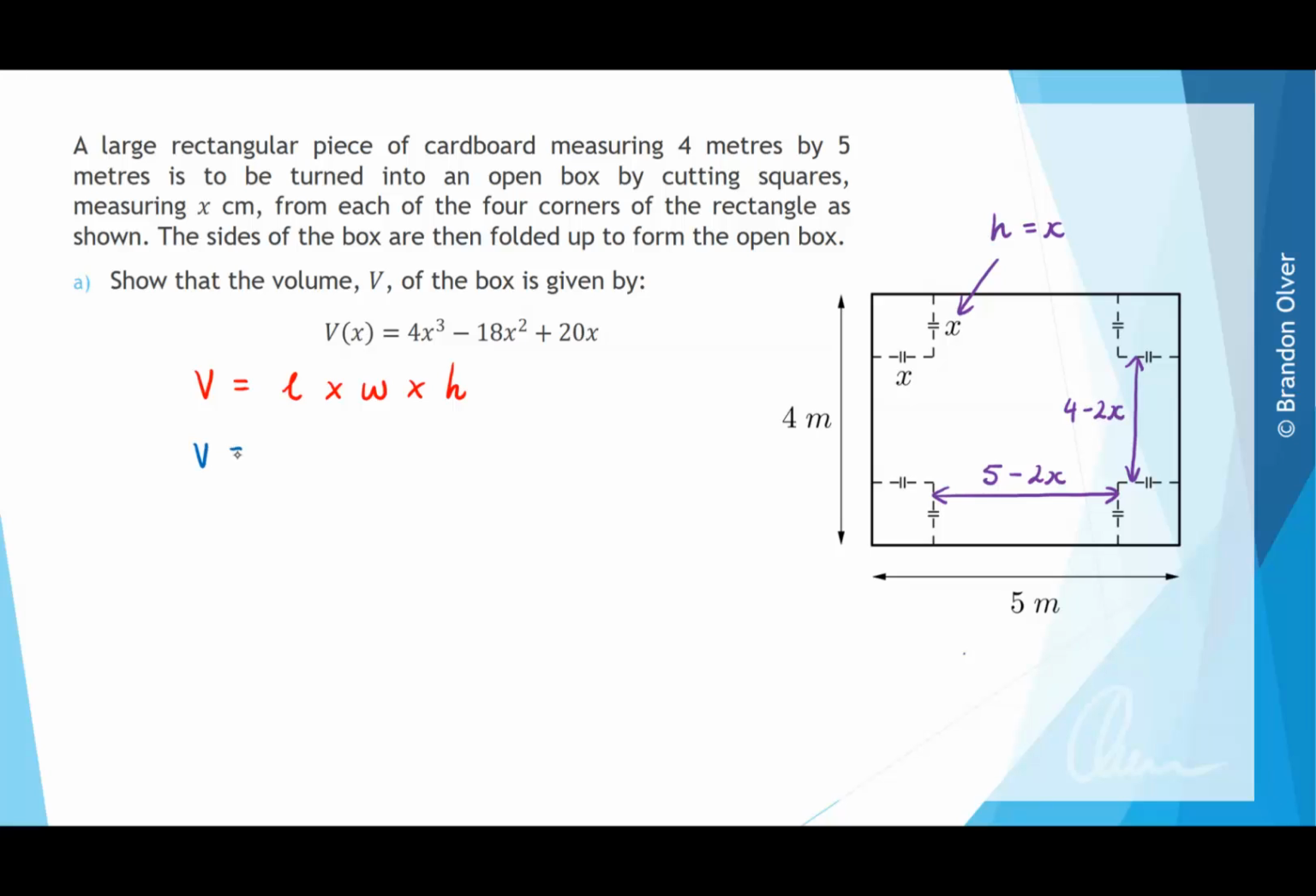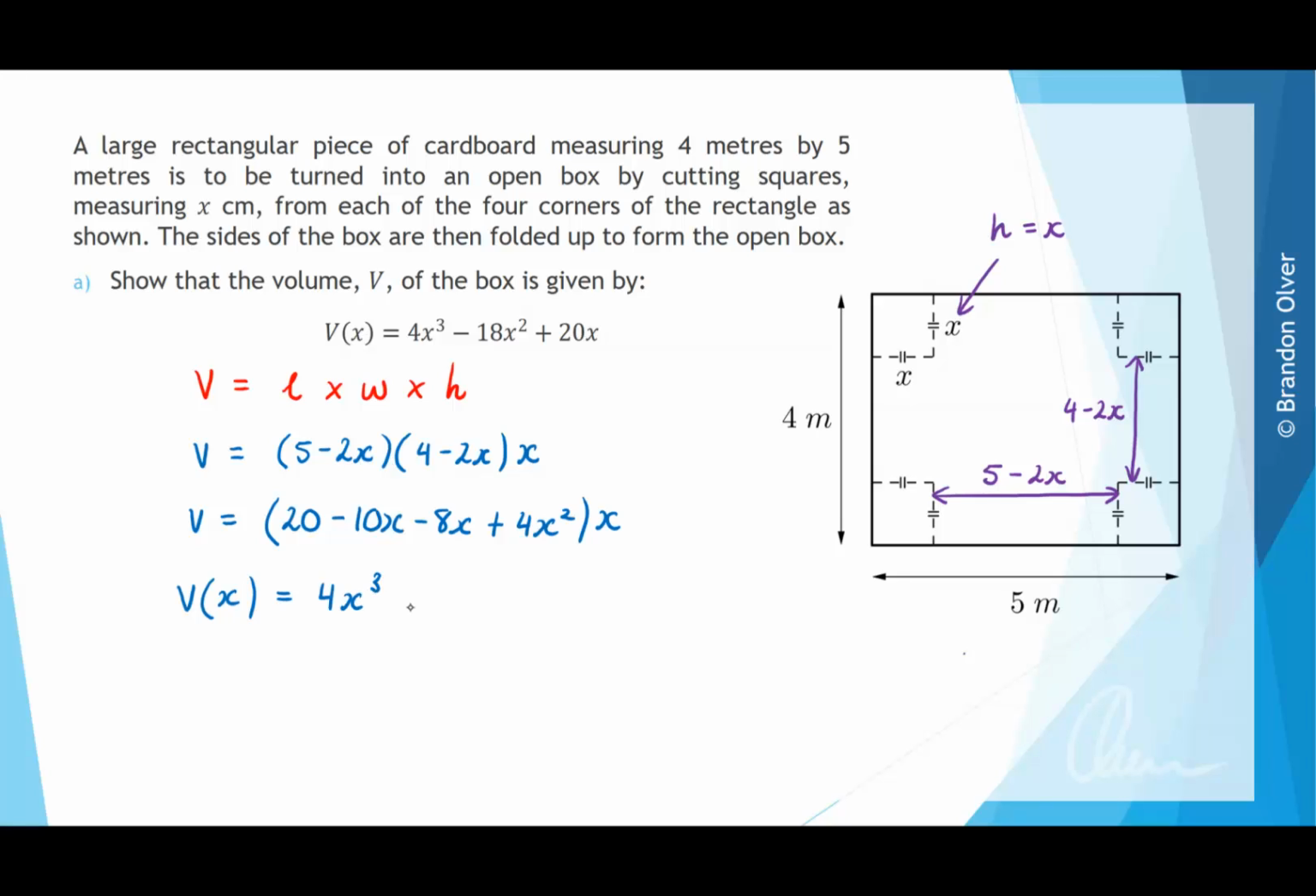So with that in mind, the volume is equal to the length, which is 5 minus 2x, times the width, which is 4 minus 2x, times the height, which is simply x. Expanding that out, we get the volume is equal to 5 times 4 is 20, then minus 10x, then minus 8x, then plus 4x squared, and all of that is still multiplied by x.